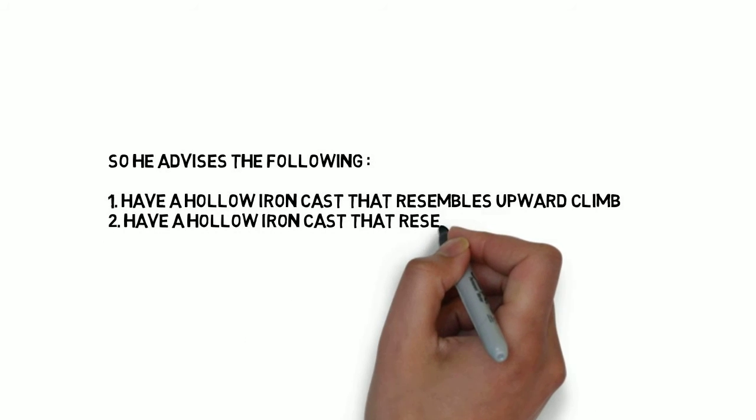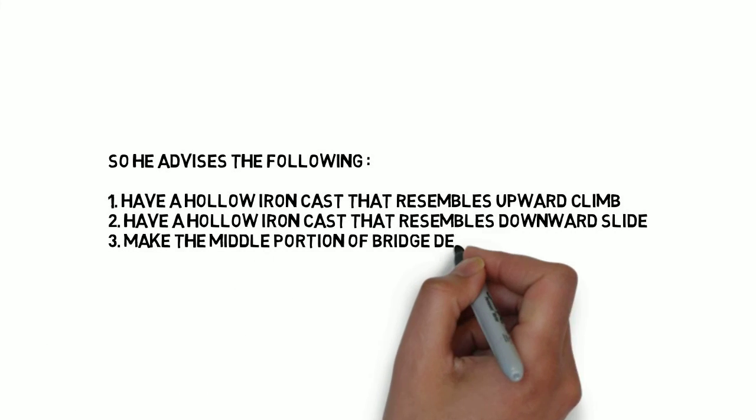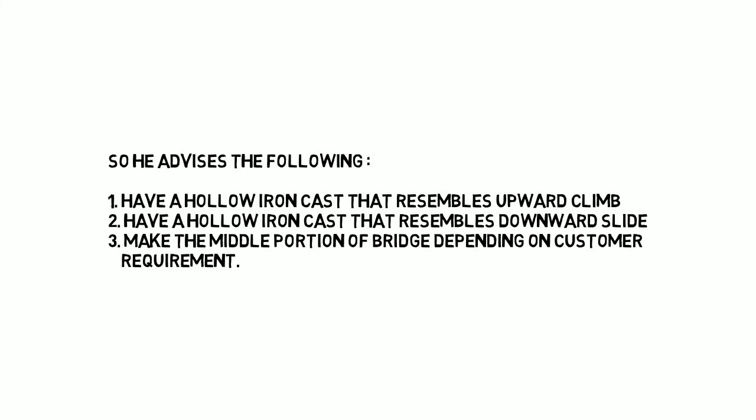He told the construction company to have a hollow iron cast that resembles the upward climb and can be used to build the upward section of the bridge. Then they can have a similar cast for the downward section. The middle section can be as per customer requirements. Once these three sections are done, they can be brought together and interconnected using metal hinges.